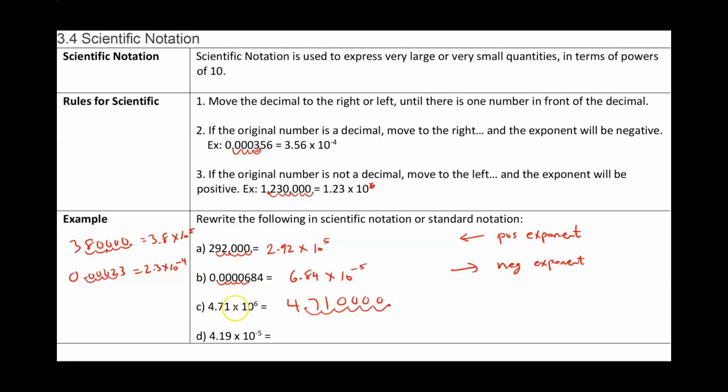So let me show that again. You have 4.71 times 10 to the 6th. You move the decimal 1, 2, 3, 4, 5, and 6 times. So our answer is going to be 4,710,000.